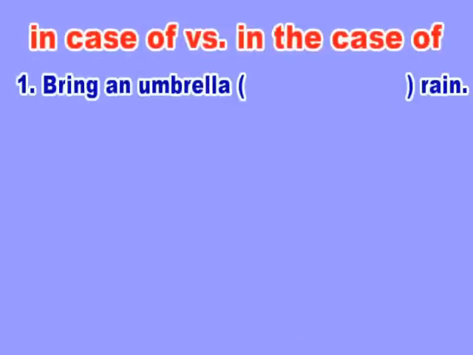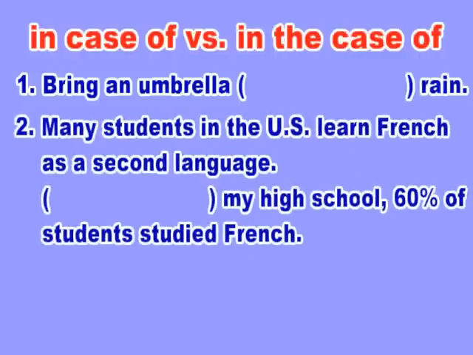So our first one: bring an umbrella, blank, rain. Which one fits there? And our second one: many students in the US learn French as a second language. Blank my high school, 60% of students studied French. Which one fits here? Do you know?